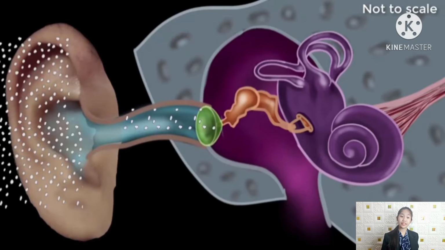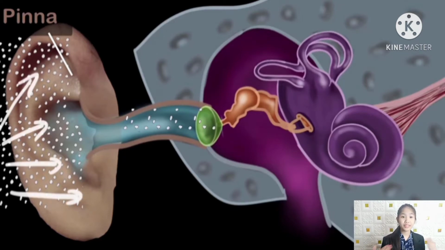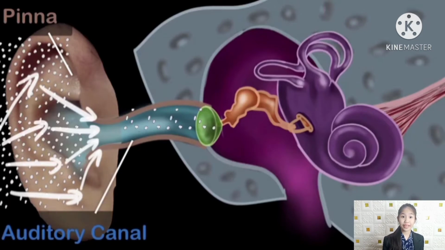The outer ear starts with the pinna. It's the part that you can see and touch, or in my case, the part that my grandma would twist when I'm makulit. Its job is to collect as much sound waves as possible and channel it into the auditory canal.